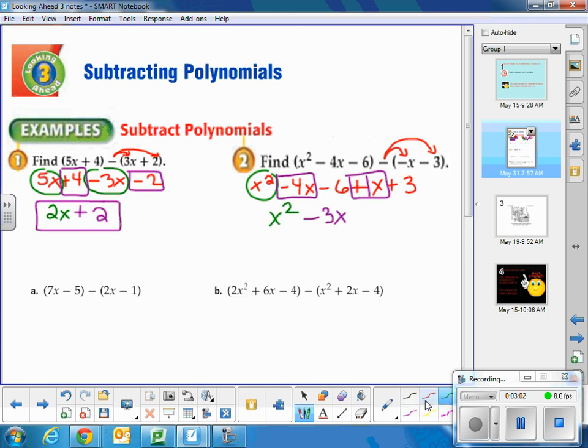And then lastly, we have a negative 6 and a positive 3. Negative 6 plus positive 3 is a negative 3 when you add those together. So our final answer is x squared minus 3x minus 3.